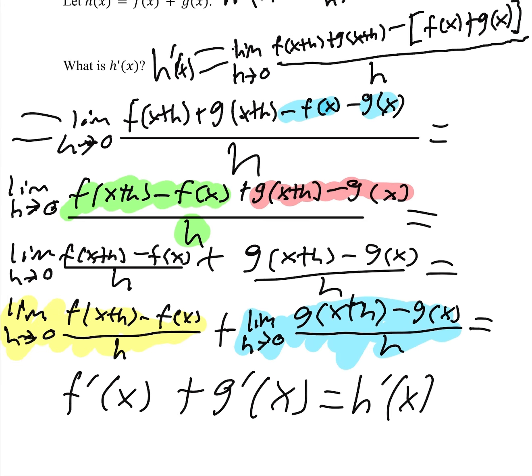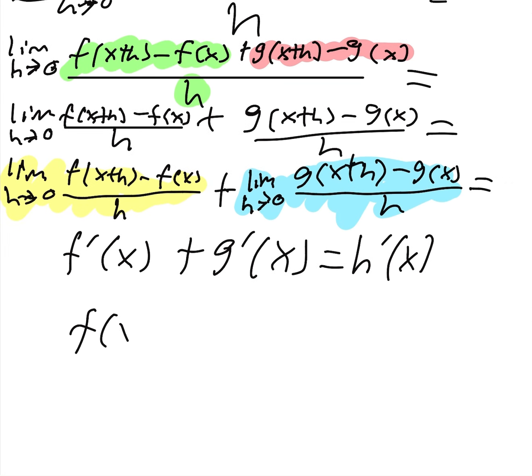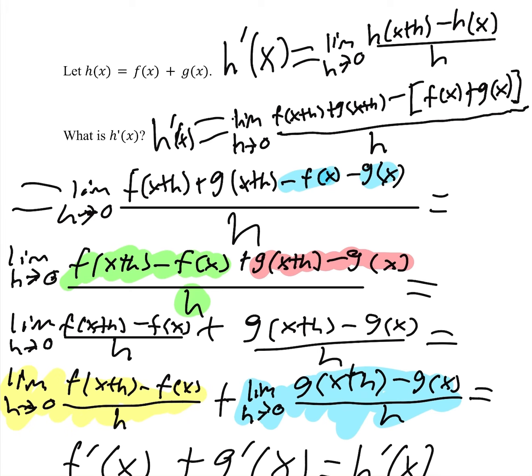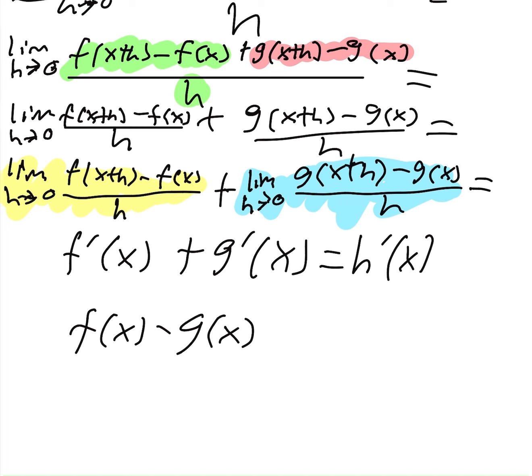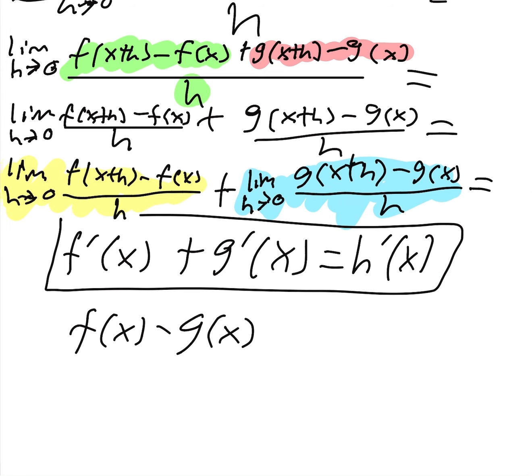Now we could derive the same formula for a subtraction sign if it was f of x minus g of x. But they're very similar proofs, so I'm not going to go into much depth about that, but what you would do is, instead of f of x plus h plus g, it would be f of x plus h minus g of x plus h, and then you would still do the same thing of term by term division, and it should work out to a minus sign, but this is what we're looking for.